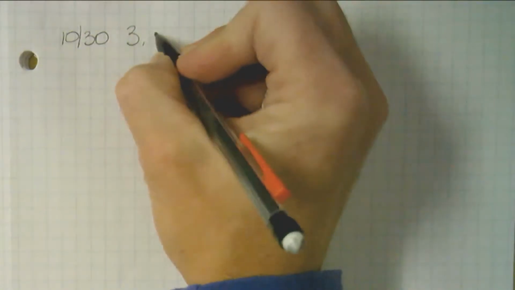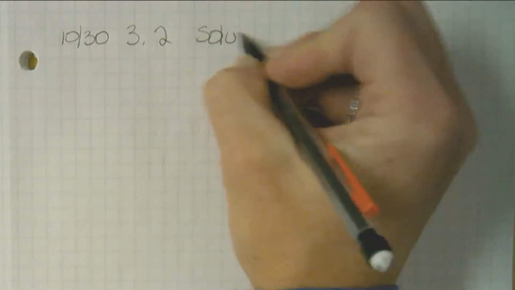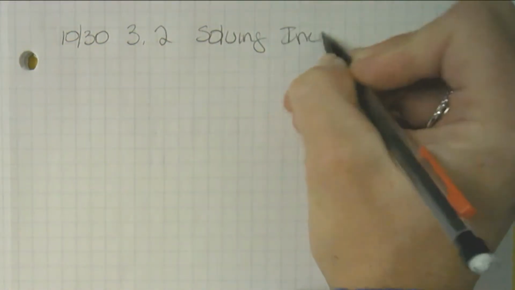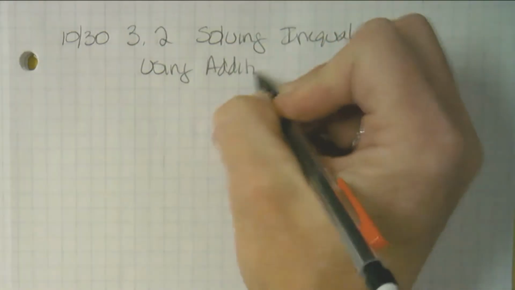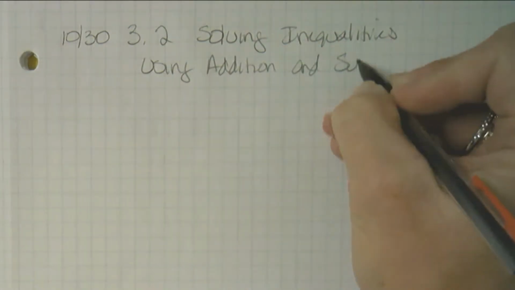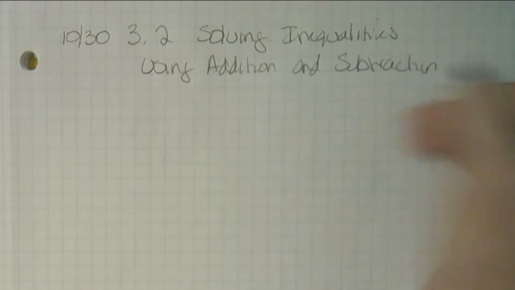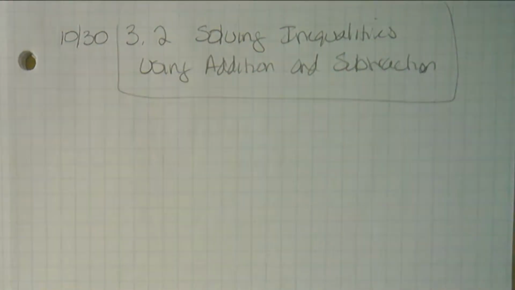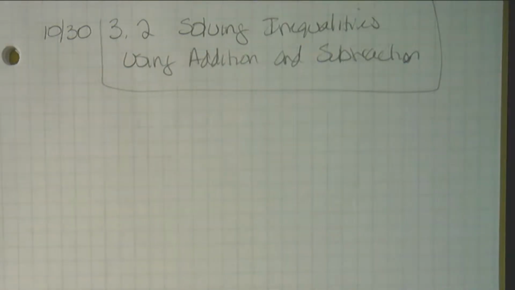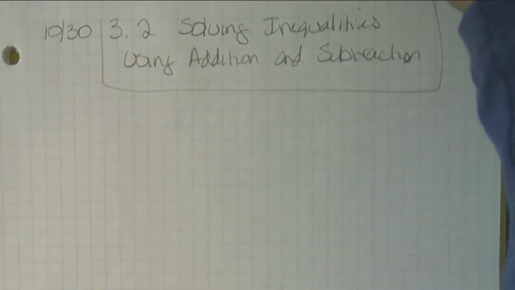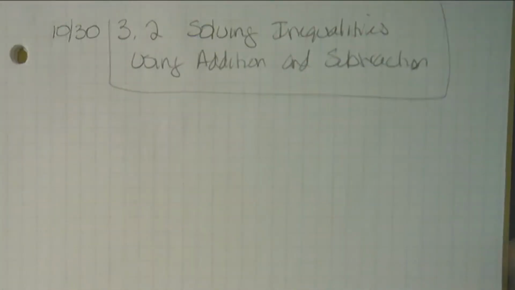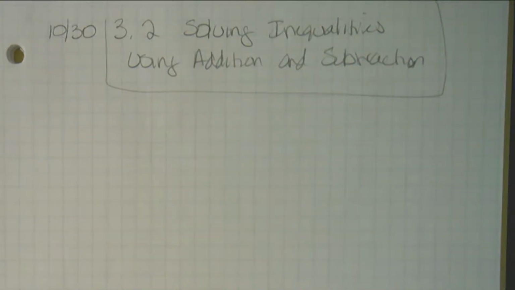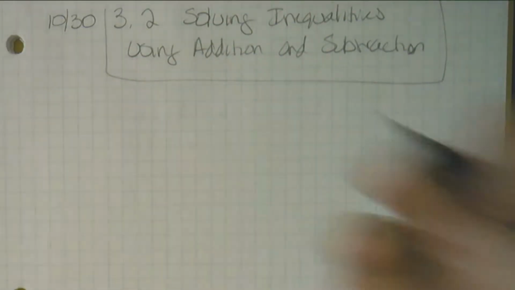Okay, so we are in Chapter 3, Section 2. We're going to be solving inequalities using addition and subtraction. Okay, I want to do a quick reminder of what inequalities are, a quick reminder of how we graph an inequality solution, and then we're going to go ahead and solve some inequalities. We've done this last year, so this is not new to you. All right, we just don't do it that often.